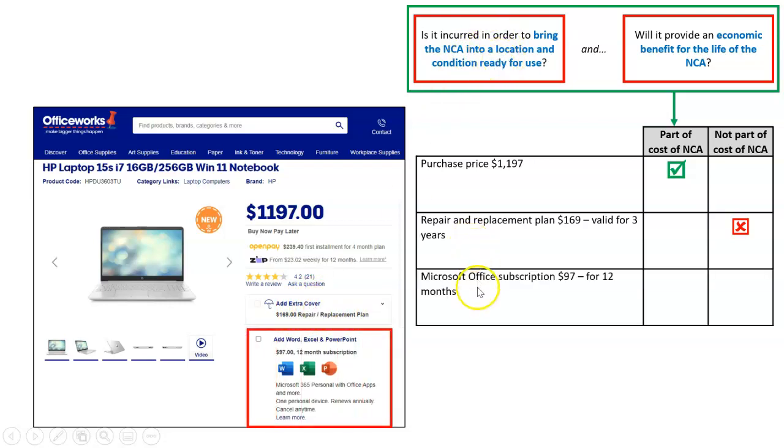Then we've got Microsoft Office subscription. It's $97, but it's only for 12 months. That's not going to last for the life of the asset. You can't really use it for business without those programs, but it's not going to be part of the cost of the non-current asset because it doesn't last for its life.